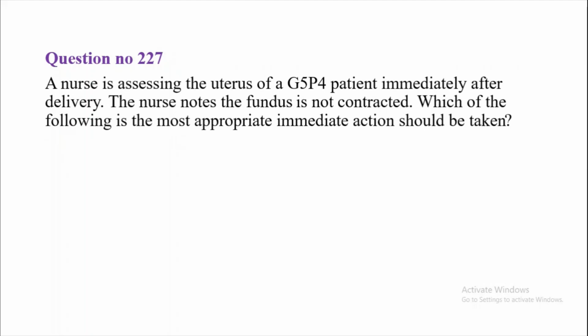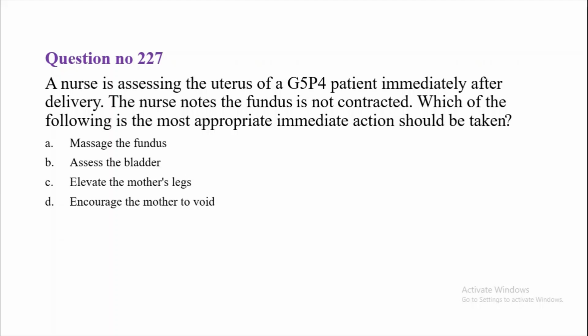Question number 227. A nurse is assessing the uterus of a gravida 5 para 4 patient immediately after delivery. The nurse notes the fundus is not contracted. Which of the following is the most appropriate immediate action that should be taken? The options are: Number A. Massage the fundus. Number B. Assess the bladder. Number C. Elevate the mother's legs. Number D. Encourage the mother to void.